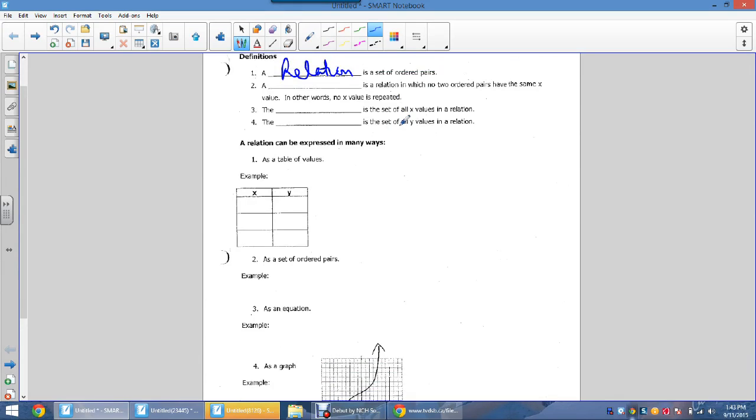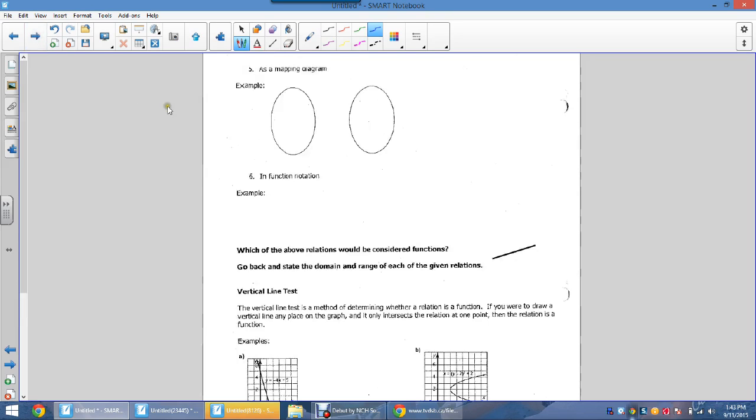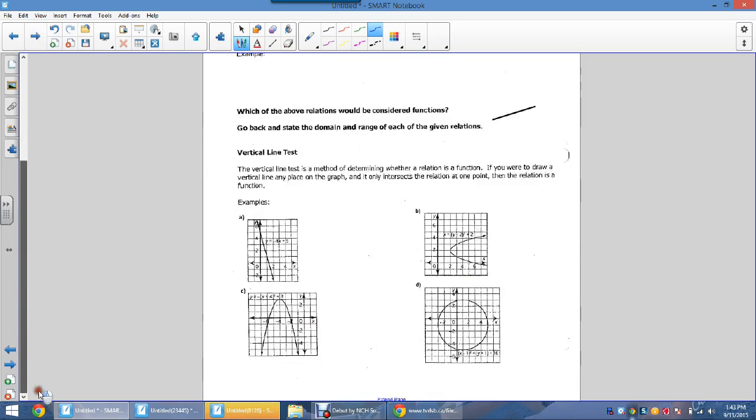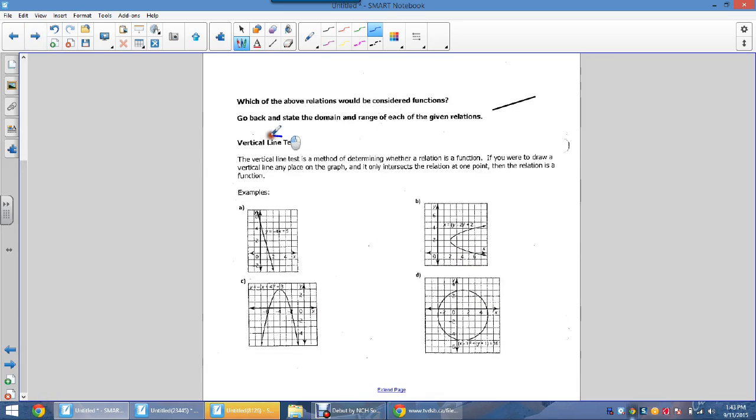So how do we know we have a function? Usually if you have a set of ordered pairs, you can look for an x value repeated, but at some point we're going to get to what we call the vertical line test. A lot of times when we're looking at relations and functions, we need to be able to graph them. And I'm going to go over some of the key relations and functions that you really want to be looking at in this course.